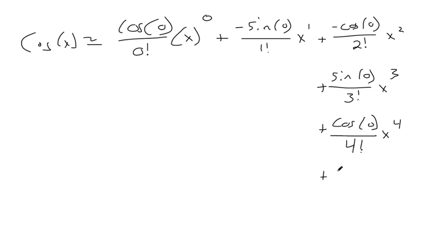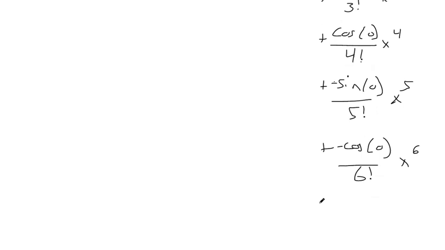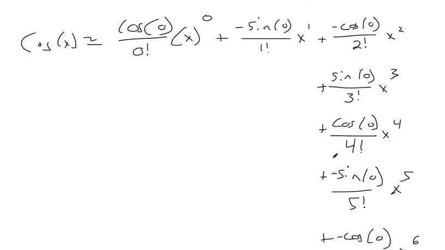Derivative of cosine is negative sine. 5 factorial x to the fifth. And the derivative of negative sine is negative cosine. 0. 6 factorial x to the sixth. And then maybe one more for good measure. The derivative of negative cosine is sine 0 over 7 factorial x to the seventh. And that's probably enough to see the pattern.